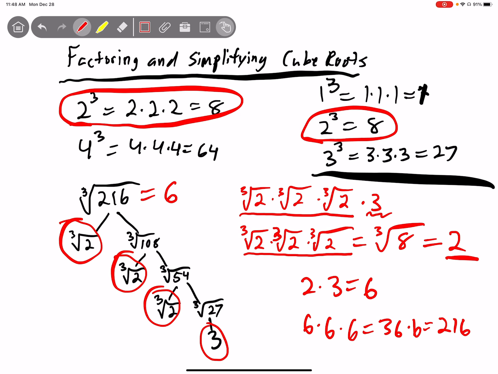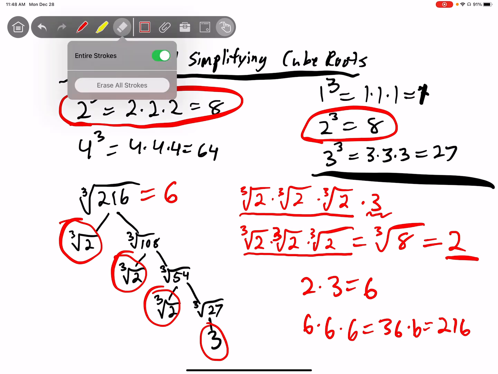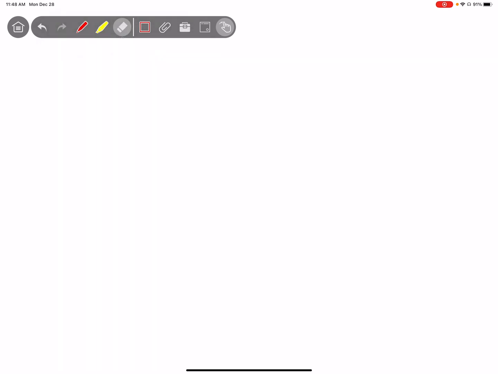Also, let's try another problem. I want you to do this one on your own. Okay, let's go with cube root of 512. Now pause the video and try this one out.